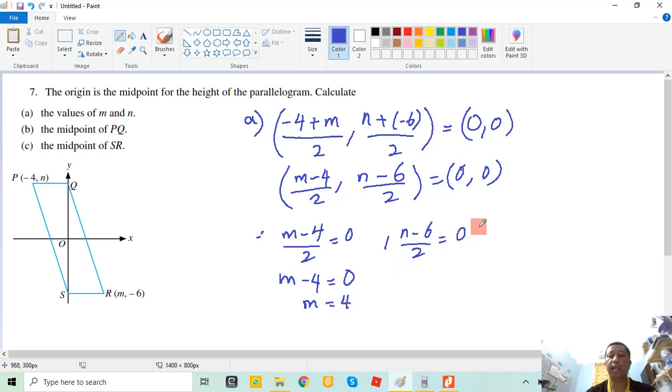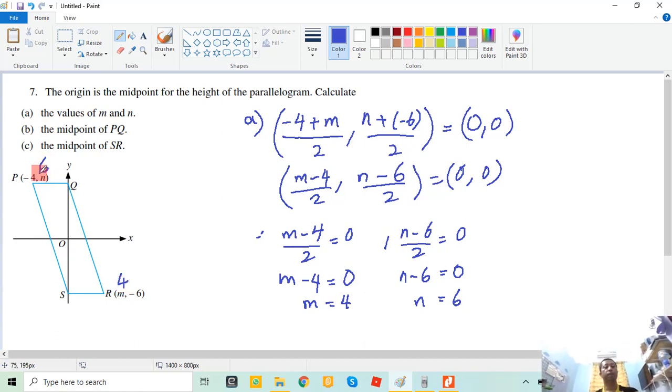So m equal to, m move to the right side become plus 4. 0 plus 4 is 4. Okay, next for the n value. So n minus 6 equal to, 2 bring to the right side become multiplication. So 0 times 2 is 0. And then n equal to, -6 move to the right side become +6. So 0 plus 6 is 6. So we get already the value of m and n. So m is 4. We write here m is 4. And then n equal to 6. Okay, so we get the value already.